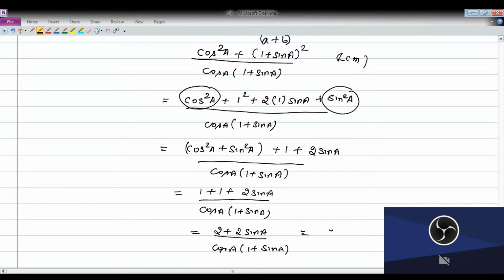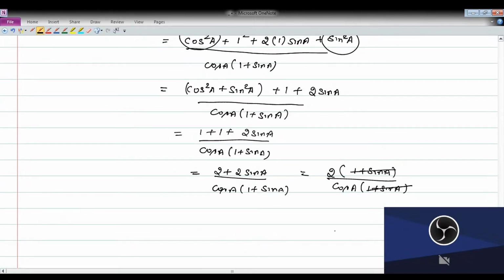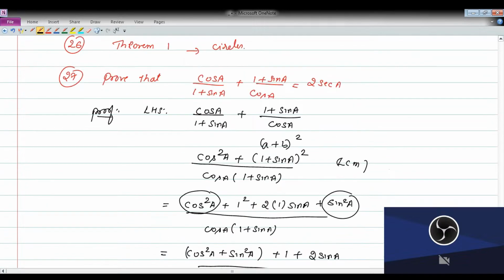Now if we take 2 as a common factor in the numerator, we'll get (1 plus sin a) divided by cos a into (1 plus sin a). So 1 plus sin a and 1 plus sin a get cancelled. At the end, I will get 2 into 1 over cos a. 1 over cos a can also be written as secant a, and that is the RHS. Very simple problem from the textbook. So this is the solution for the proving problem.